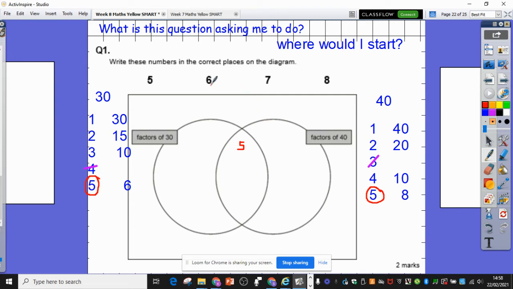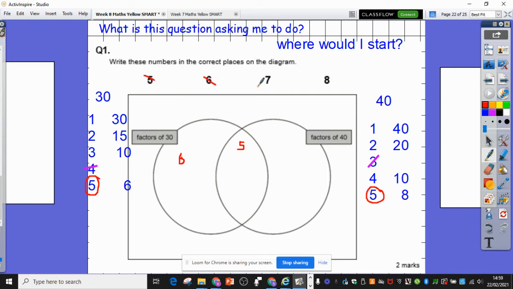Okay, I'm going to look at 6. Does 6 appear in 30? Yes, it does. Is it a factor of 30? Yes, it is. Is it a factor of 40? No, it's not. So that goes there. Oh, dear me. I did this yesterday, didn't I? Let's rub that out. Get the rubber. Rub it out. There we go. Perfect. Okay, so I've got rid of that one. I know I've dealt with that.